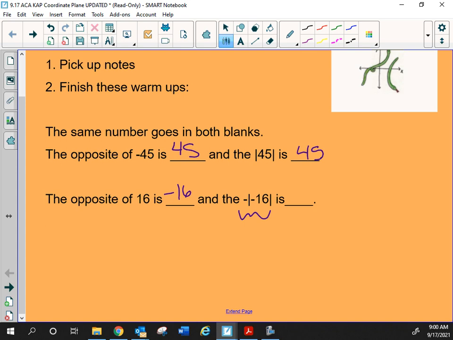Y'all both said to start on the inside, so I start with that absolute value of negative 16, which is 16. Remember, those bars, it's like a washing machine. It cleans off whatever's inside, so it's 16. But that negative drops down and makes it negative. That is not to be confused with this.